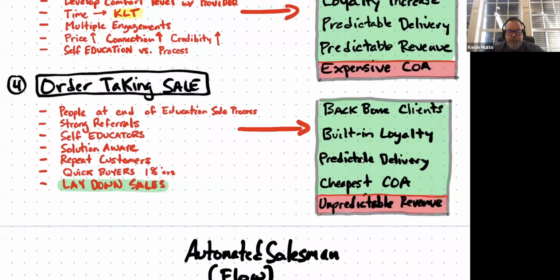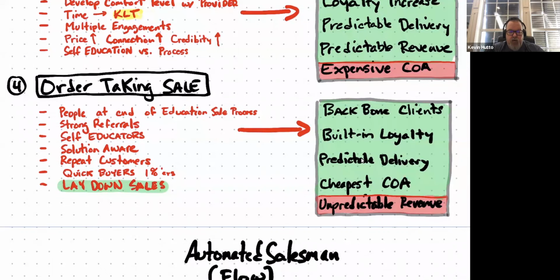And then the last type of sale is the order taking sale. And this is the one that everybody wants, right? It's usually like a referral. It's people that have gotten to the end of the process and are ready. They're ready with card in hand, ready to buy your thing, right? And usually there are a few ways that people get into this order taking mode.